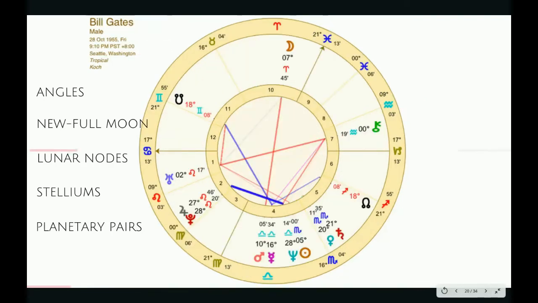If we look at Bill Gates, he has nothing on the angles. He's got nothing on the lunar nodes. In the lower half of his chart, he's got that series of planetary pairs. And I would definitely say that the focal point of his chart is that 4th house with those 2 sets of pairs, including the sun in a near opposition to a full moon.